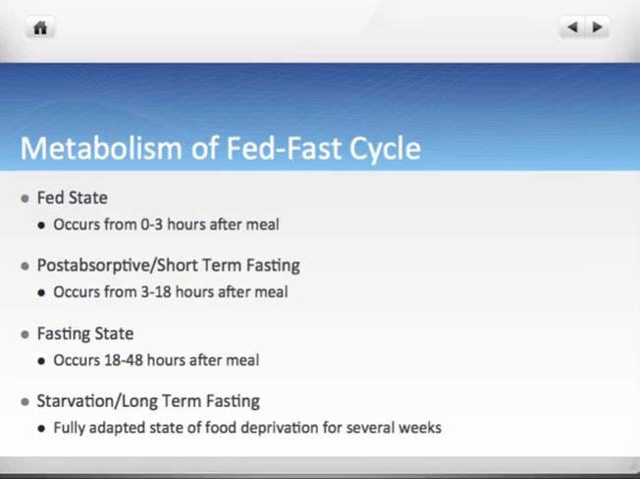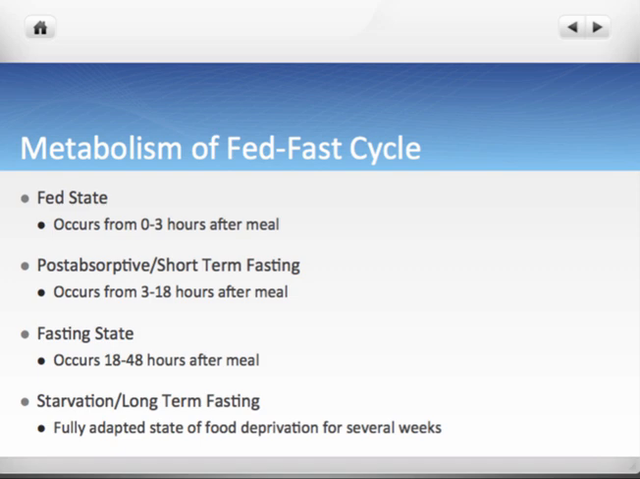So now we're going to get into the fed-fast cycle. Just so you guys understand what I'm talking about, the fed state occurs between 0 and 3 hours after a meal, and this is when we have dietary intake just happening, and we'll go over what all these different things mean. But the post-absorptive and short-term fasting occurs within 3 to 18 hours after a meal.